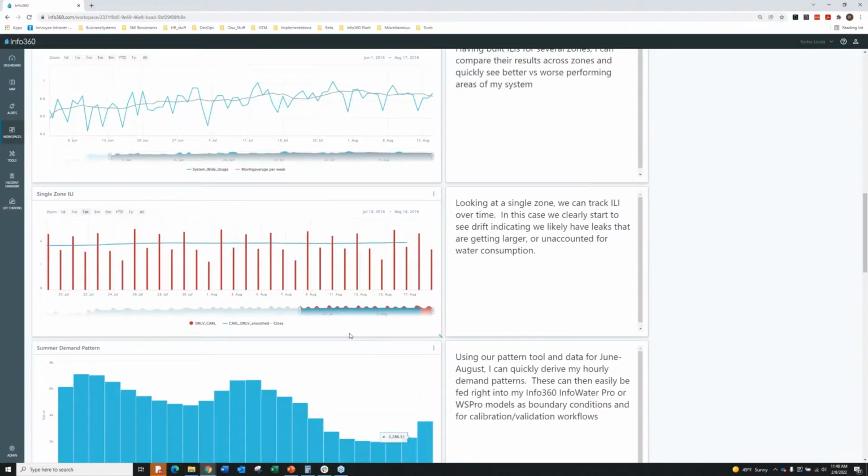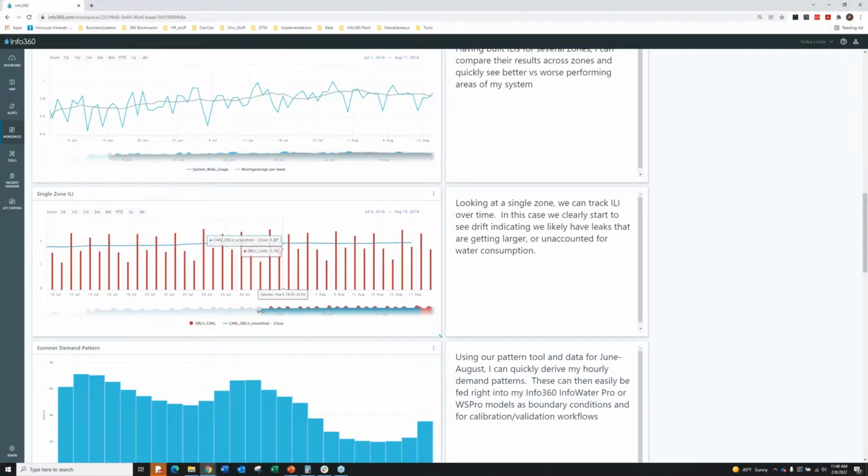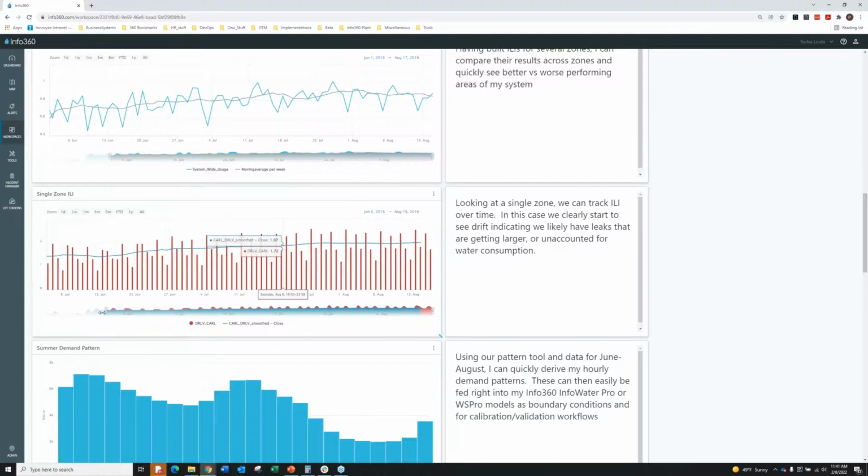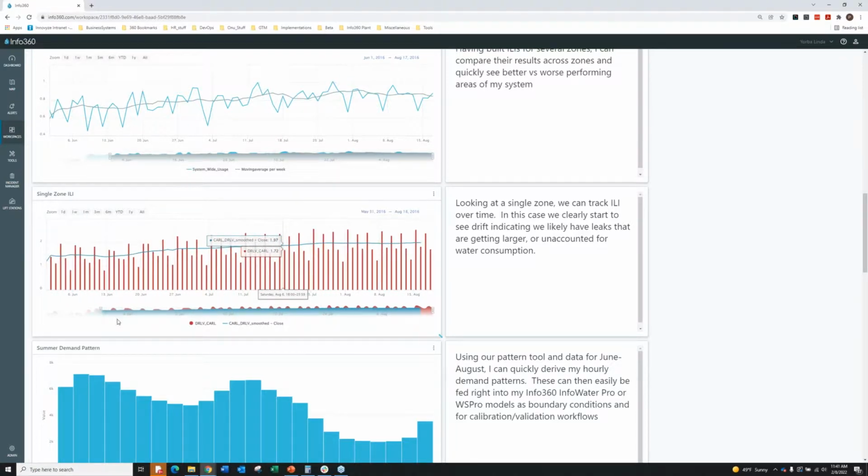So we'll look at a single zone ILI, and this is what I think is a very powerful metric in our tool. There are normal variations in these discrete calculations like ILI, but really what we want to see is trends. So if I expand this chart here to show me a trend, it is very clear that my ILI is going up over the summer pattern, and again probably correlated to higher usage.